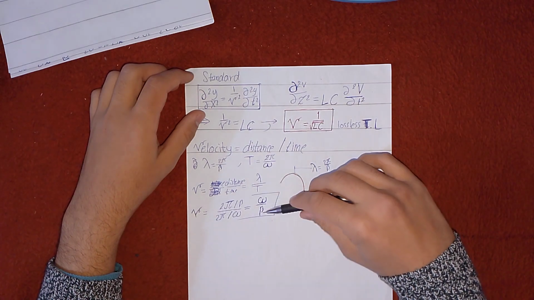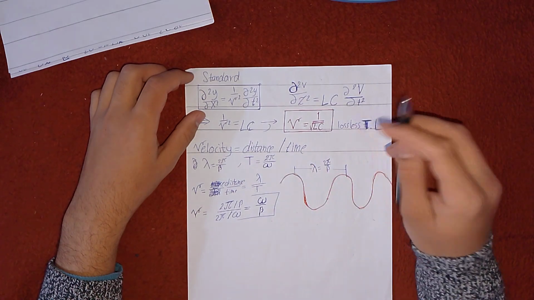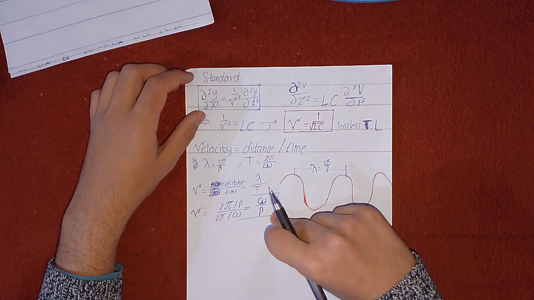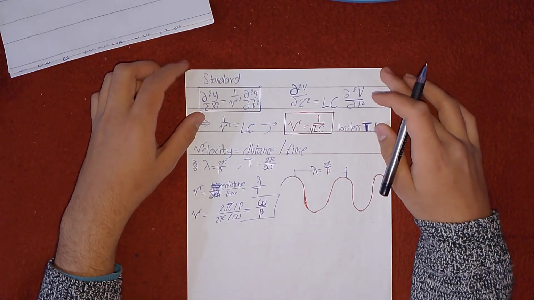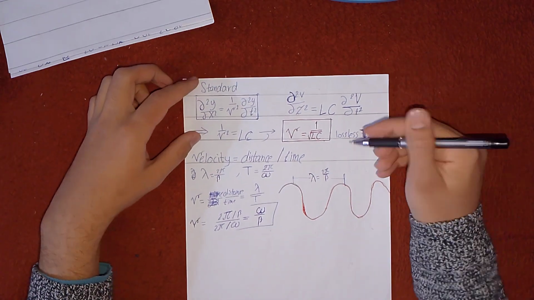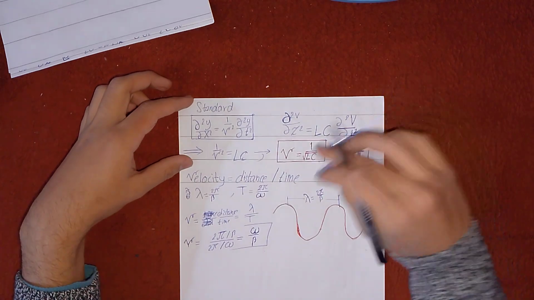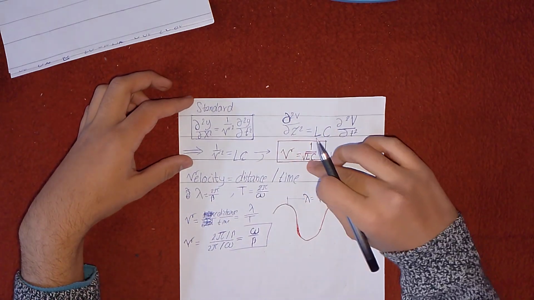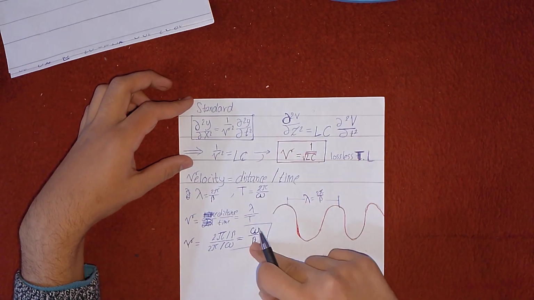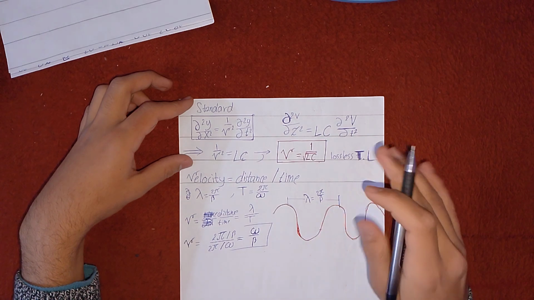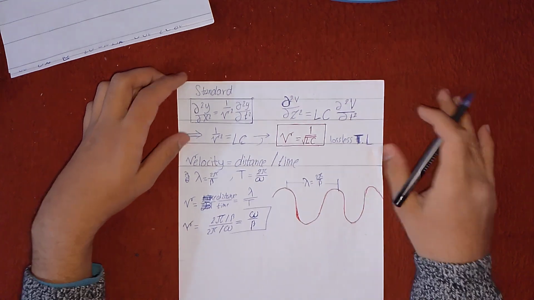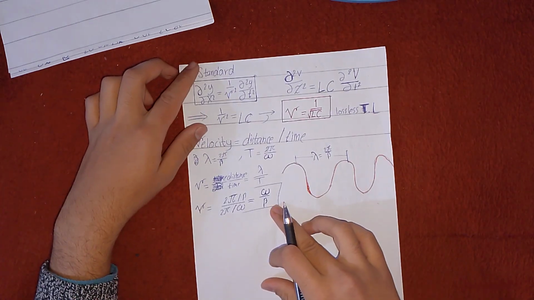This is the velocity of the wave if there is a power loss in the wave. But in the lossless transmission line, the velocity is equal to 1 over square root LC, also equal to omega over beta. But if there is a loss in the power, the velocity is only this.